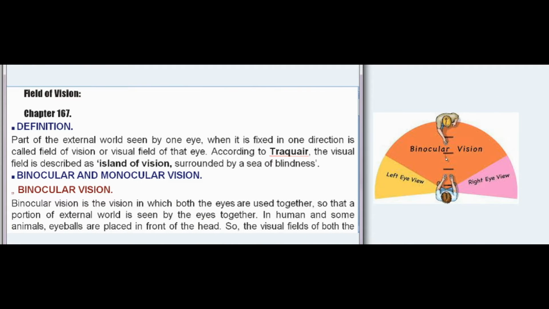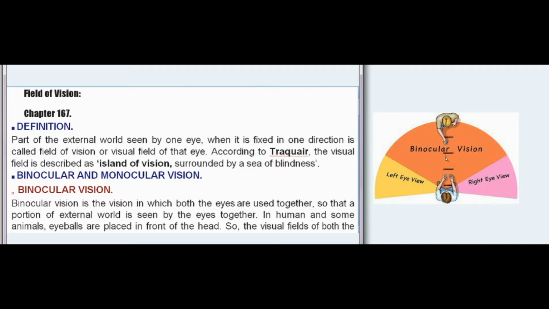Field of Vision, Chapter 167. Definition. Part of the external world seen by one eye, when it is fixed in one direction, is called field of vision or visual field of that eye. According to Traquair, the visual field is described as island of vision, surrounded by a sea of blindness.